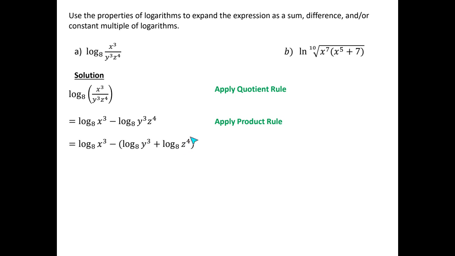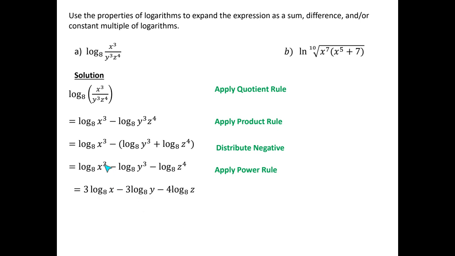Notice I put parentheses here because the minus sign in front of this log is going to have to be applied to everything that comes after that subtraction sign. So if we simplify further, I'm going to distribute that negative. So I end up with negative log 8 y cubed, and negative times this one is negative log 8 z to the fourth. And now I can apply the power rule. So the power rule will allow me to take the exponent 3 to the front, and then this 3 to the front, and the 4 to the front. And there's nothing else I can do, so that's going to be my final answer.